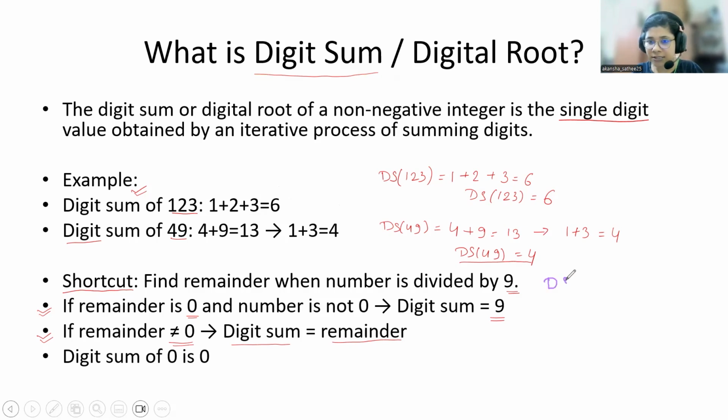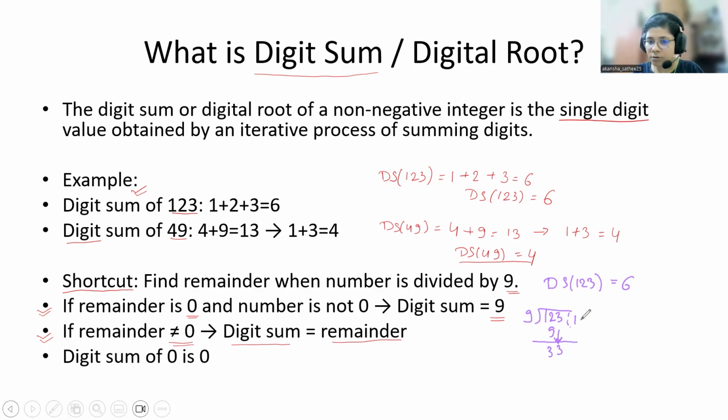So digit sum of 123. We have already seen that digit sum of 123 is 6. Let's check this using the shortcut method. According to this shortcut, you have to divide 123 by 9. Just do it. So it is 1, it is 9. So the remainder will be 3. Again, you just take this 3 down. It is 33.